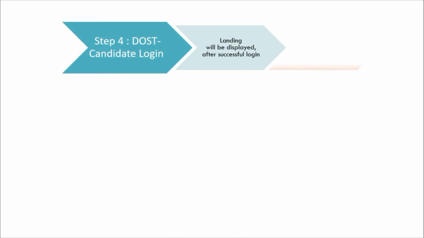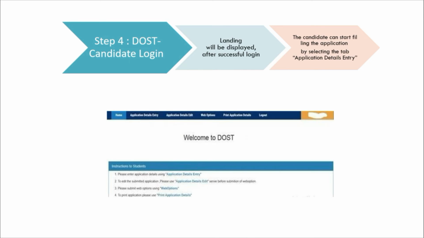The next thing is step 4, that is your DOS login. We will be logging into your DOS form. When you open this DOS form, it will show this page that you are seeing here.